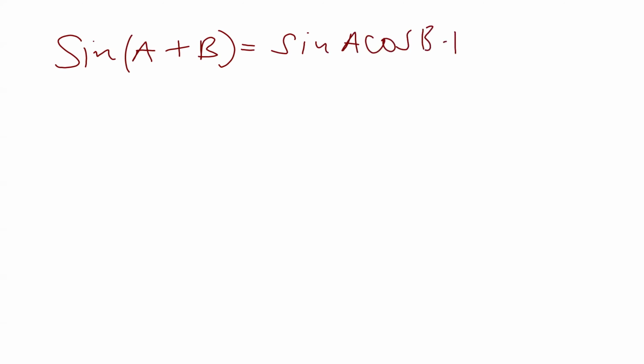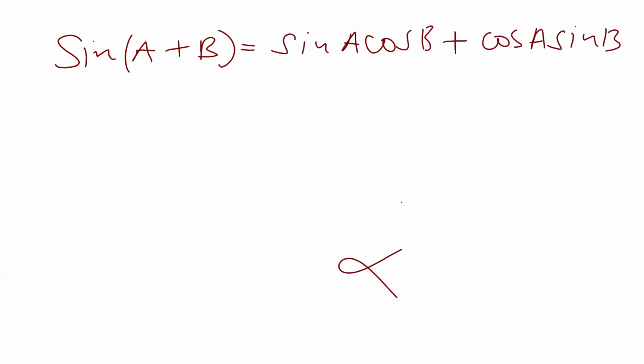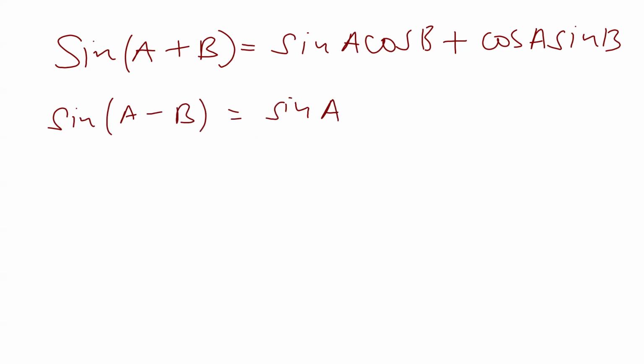Let us first list down the compound angle formulae. Sine A plus B is equal to sine A cos B plus cos A sine B. You cannot do sine A plus B as sine A plus sine B. This is absolutely wrong, and by the rules of trigonometry, this is not applicable. Then sine A minus B is equal to sine A cos B minus cos A sin B.